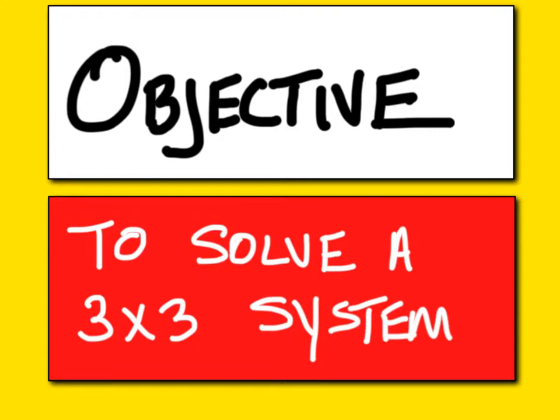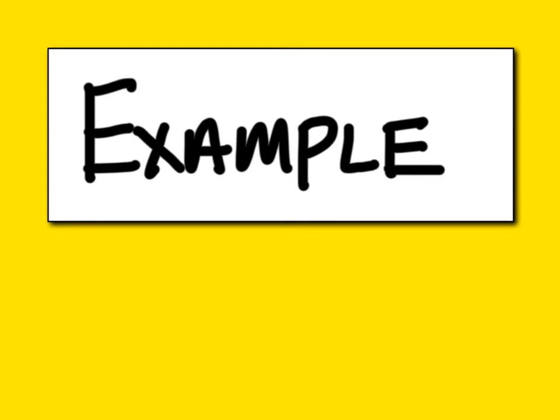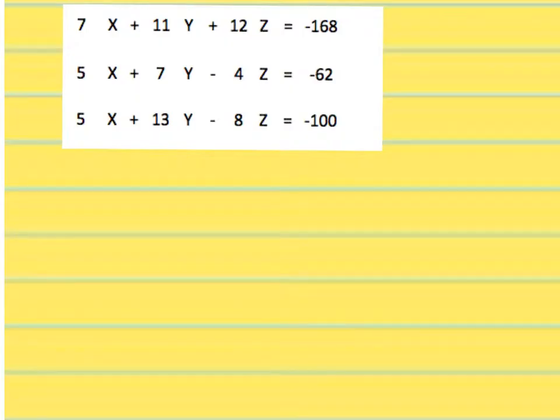The objective is to solve a 3 by 3 system of equations. Here's the first example. 7x plus 11y plus 12z equals negative 168. 5x plus 7y minus 4z equals negative 62. And 5x plus 13y minus 8z equals negative 100. You must solve for x, y, and z. We will do this by elimination.